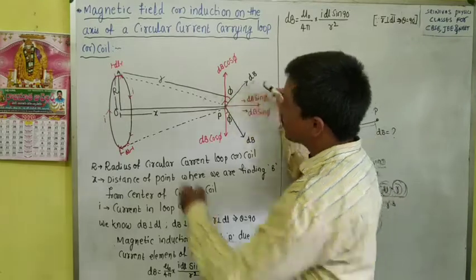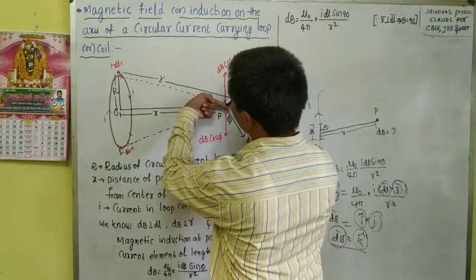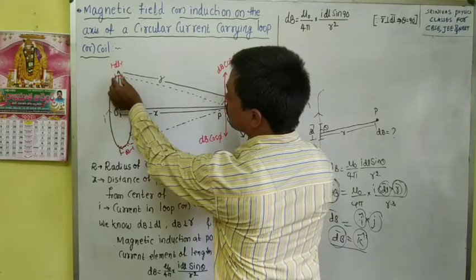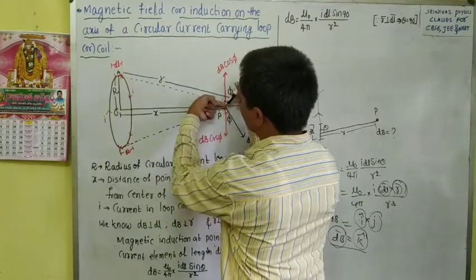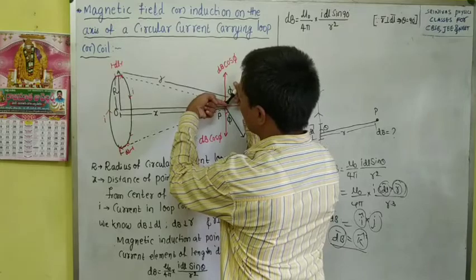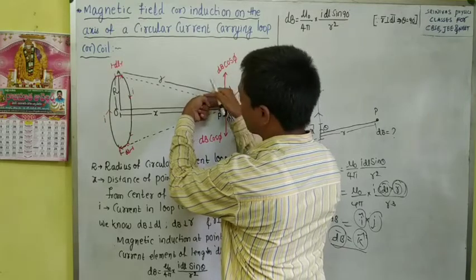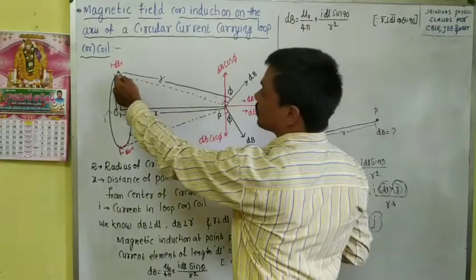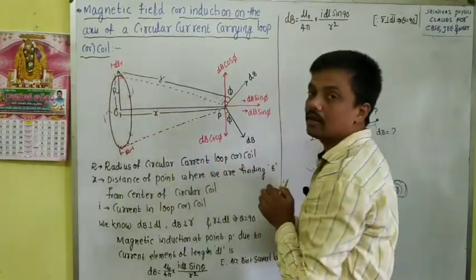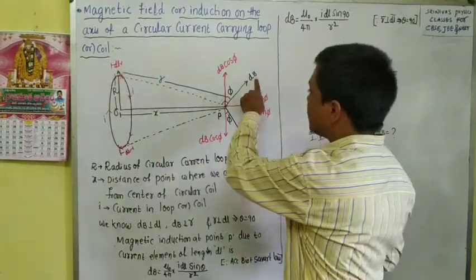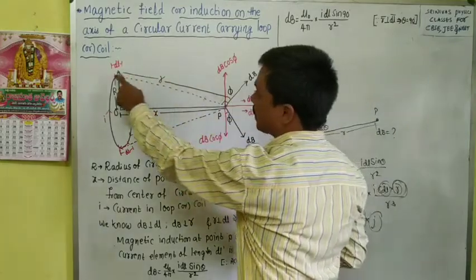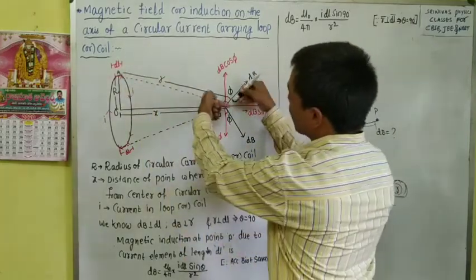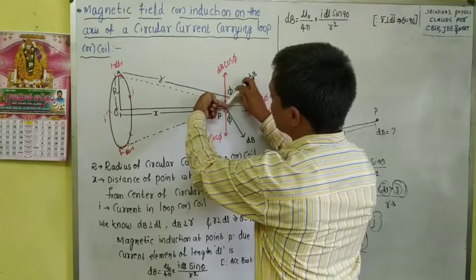Look here. This is r, and perpendicular to r means it should make 90 degrees. Due to this small element at point P, the magnetic induction is perpendicular to r. dB is perpendicular to r. dB is the small magnetic induction due to current element dl. dB is perpendicular to r and dB is perpendicular to dl. dB is perpendicular to r, that's why the dB direction is like this.